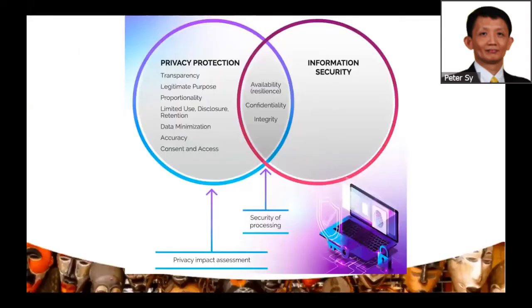Another potential confusion is the overlap between data privacy and information security or data security. Now, some people tend to conflate the two, but strictly speaking, they are different. There's only a narrow intersection where data privacy and information security would overlap, and this is on the issue of availability.